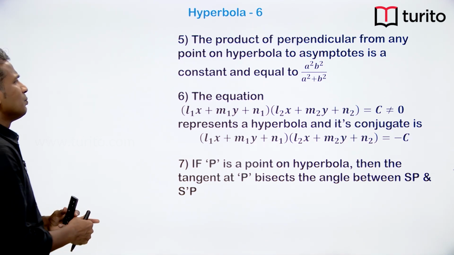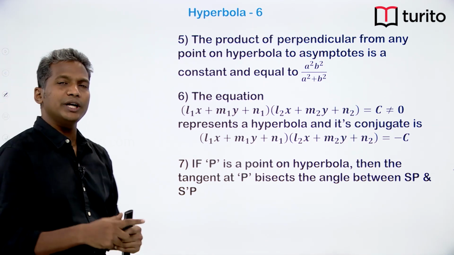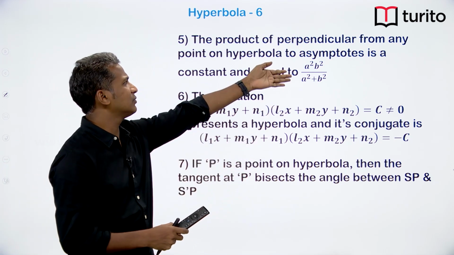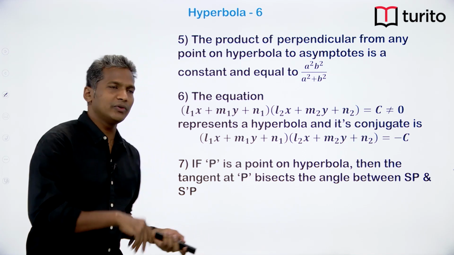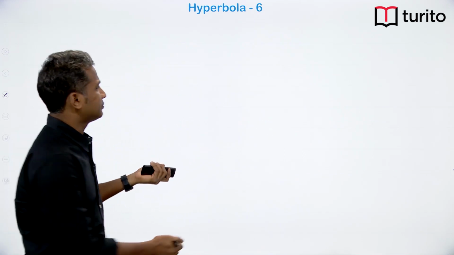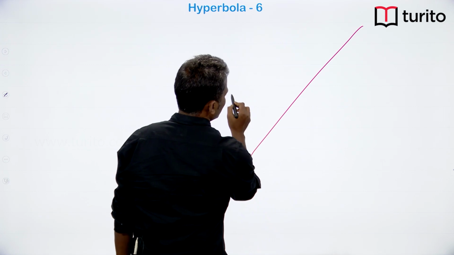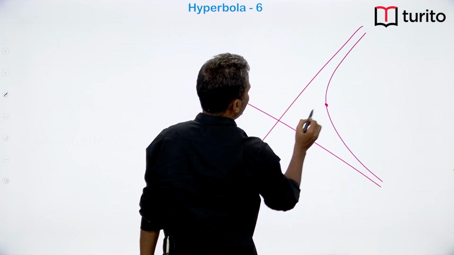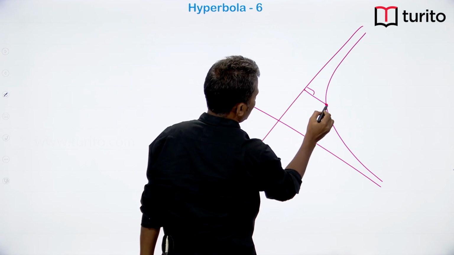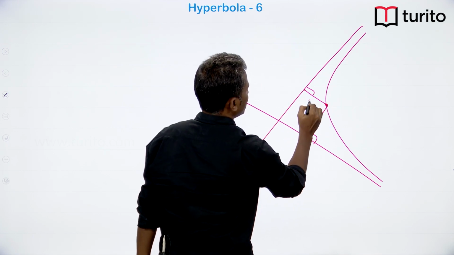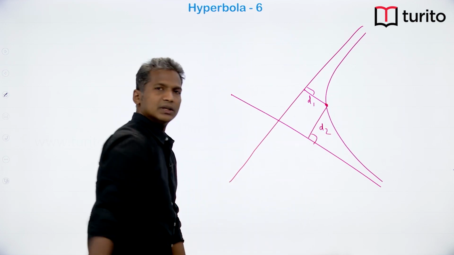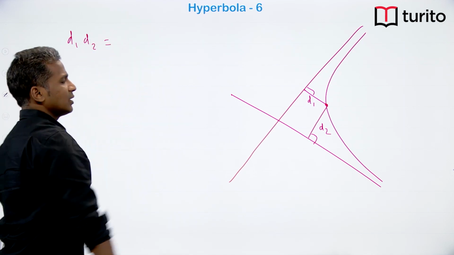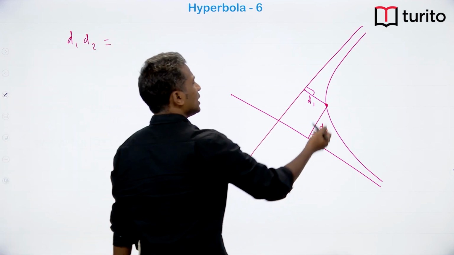Okay, next. The product of perpendiculars from any point on a hyperbola to the asymptotes is always constant, and it is equal to this constant. Now how do we prove it? We use a similar setup. Let us say I have taken the 2 asymptotes here and one branch of the hyperbola. From one point, if I draw a perpendicular here and also here, and take these as d1 and d2, what do we have to prove? We have to prove that d1 into d2 must be a constant. So how do we do that?